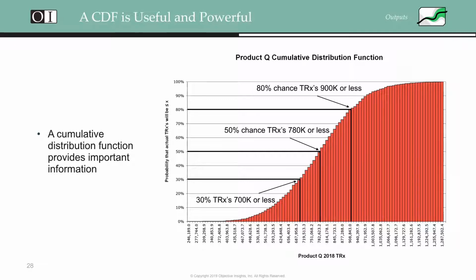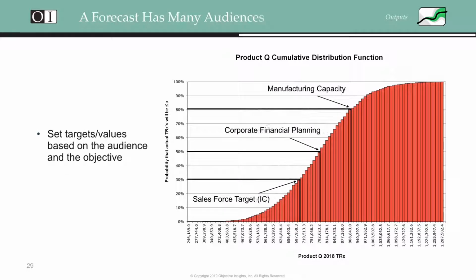So for example, the very top result we have, we just start at the 80% probability, draw a line over, and see that it's at about 900,000. So there's an 80% chance that prescriptions will be 900,000 or less, which is the way these graphs are shown. On the next page, we have changed those mathematical representations into corporate functions.